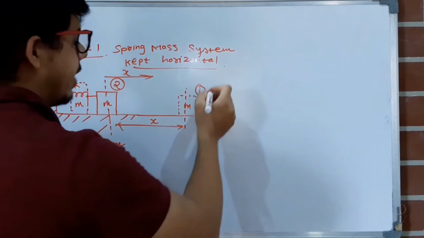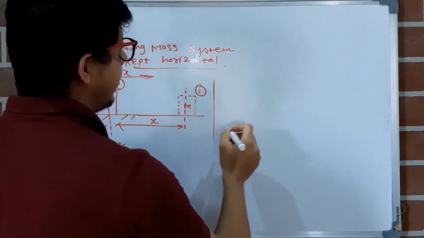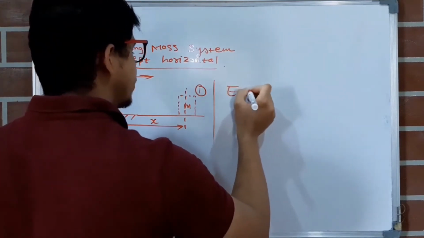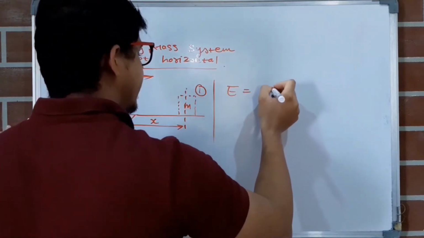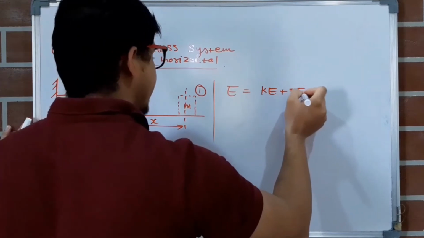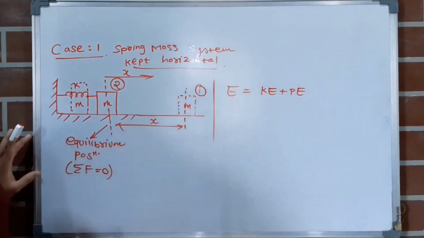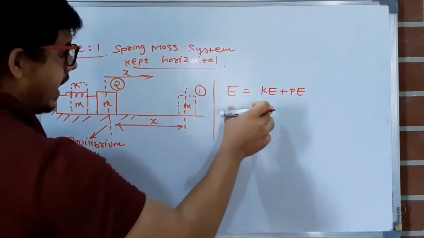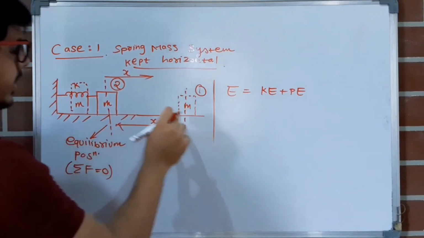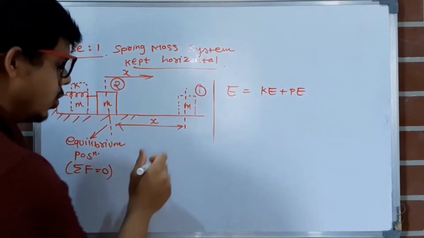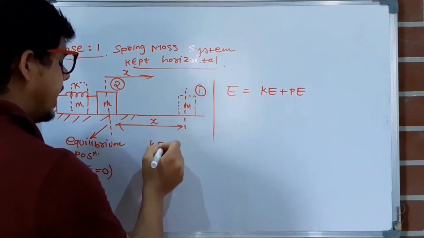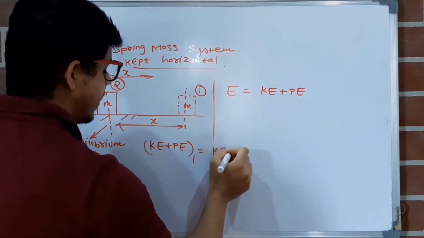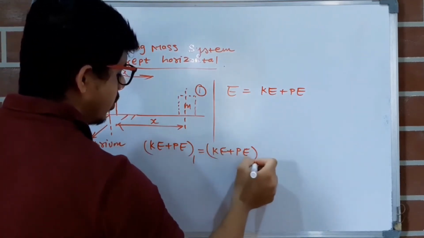To know that we have to apply the total energy theory. I mean we have to apply the law of conservation of energy, that is, total energy should remain constant. So energy E equals kinetic energy plus potential energy. So to find the energy at point 2, we have to equate the total energy at point 1 to the total energy at point 2. So the kinetic energy plus potential energy at point 1 is equal to the kinetic energy plus potential energy at point 2.